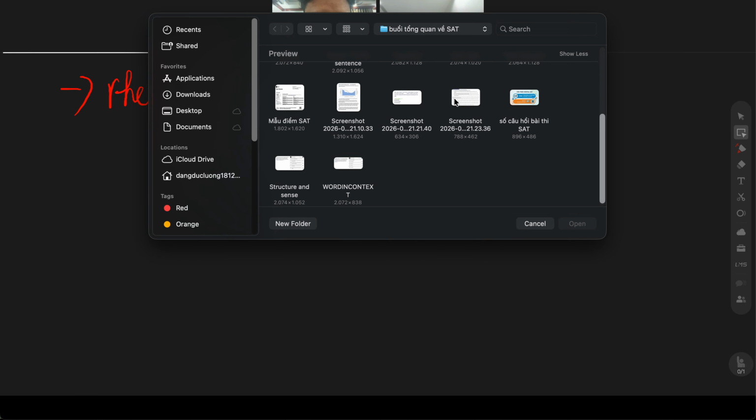Here it's a bit blurred, but can you see it? Can you see it clearly? Okay.